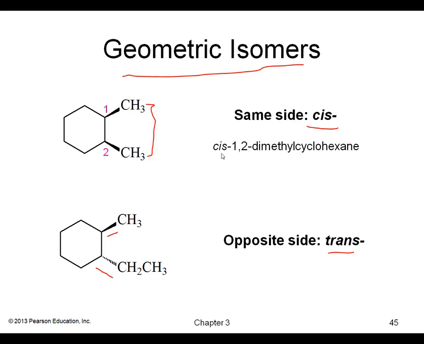So I have the cis 1,2-dimethyl cyclohexane. I could also have the trans 1,2. Here I have the trans 1-ethyl 2-methyl cyclohexane.